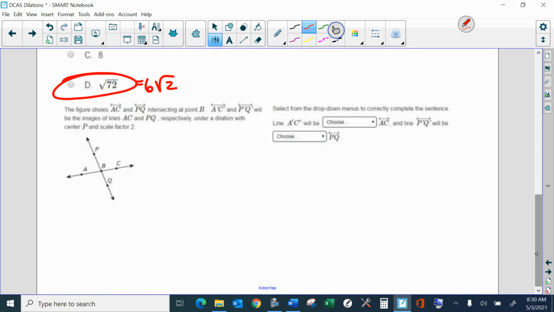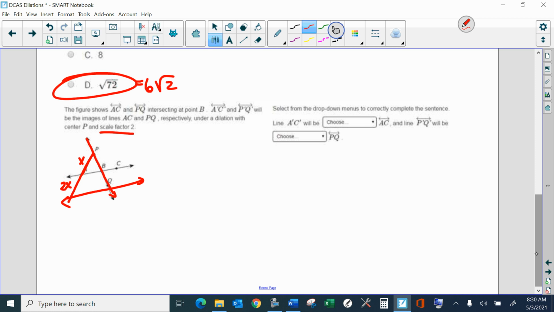Okay. Figure AC and PQ intersecting at B. The lines will be the images of lines AC and PQ, respectively, under a dilation centered at P with a scale factor of 2. So since this P is on this line, it is not going to change, but since the scale factor is 2, this AC will come out here somewhere, being twice as far. If that's X, then this whole length here is 2X, for the whole length, twice as far, okay?